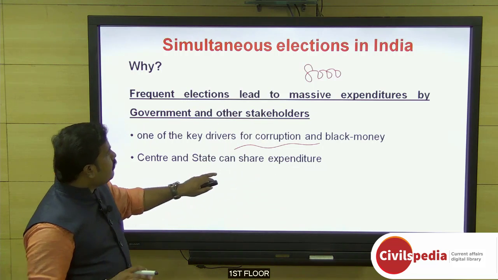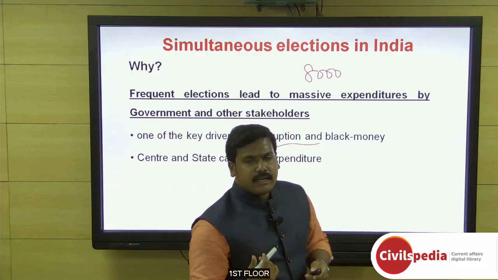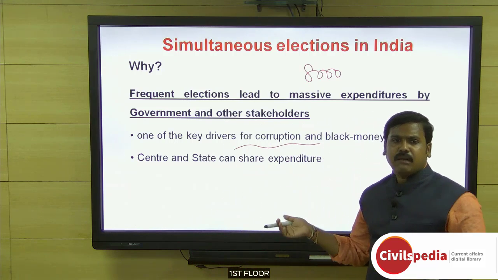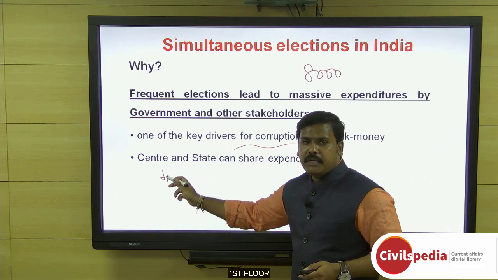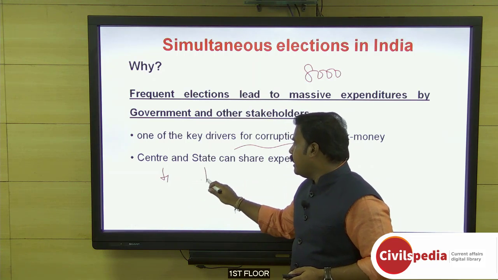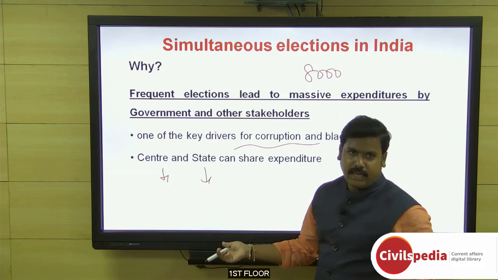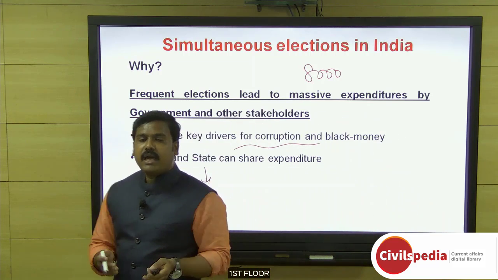Now, if it is held at a single point, we can reduce the expenditure, which can be shared by the center and the state. Normally, for Lok Sabha elections the expenditure is borne by the center. For the state assembly, it is borne by the state. Now they can share it.